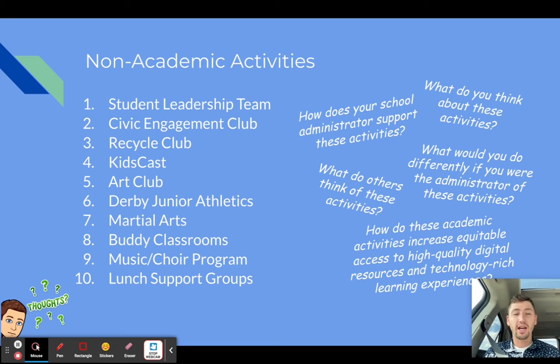When it comes to the non-academic activities, those are communicated out to families, students, and teachers so they understand what the process is, and how they can get involved in these non-academic activities, to make sure that there are no barriers in place for students and families not being able to access these activities.